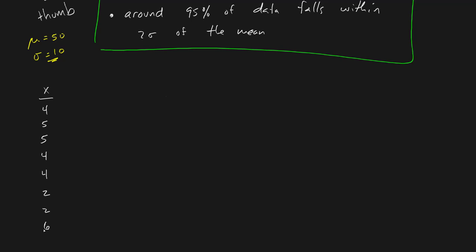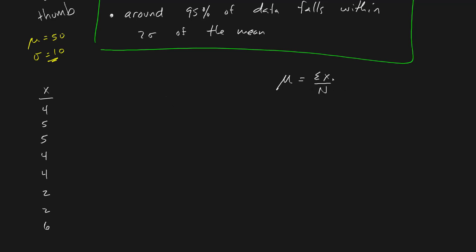So I've got my data set here. I don't know what the mean is yet, and I don't know what the standard deviation is, but in previous videos I've shown you how to do that. The mean is just equal to the sum of x, so I just have to add these up, divided by n. I'm going to treat this as a population.